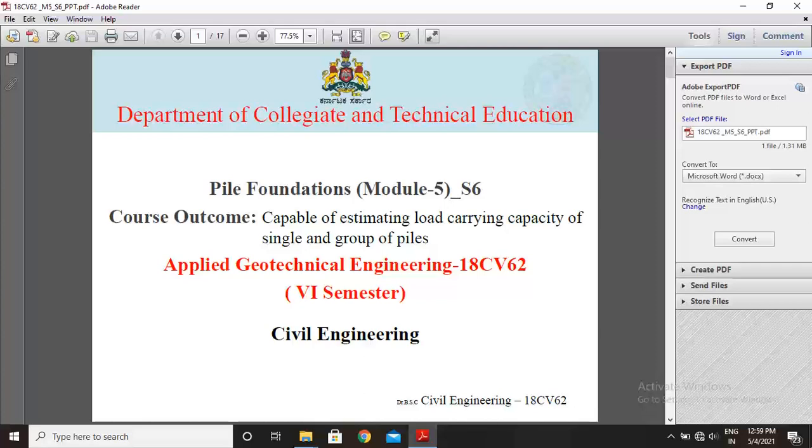Today I want to start pile foundations of module 5 session 6. The course outcome is to be capable of estimating the load carrying capacity of single and group of piles. Subject title is Applied Geotechnical Engineering. Subject code is 18 CV62. This comes under the 6th semester in civil engineering departments.